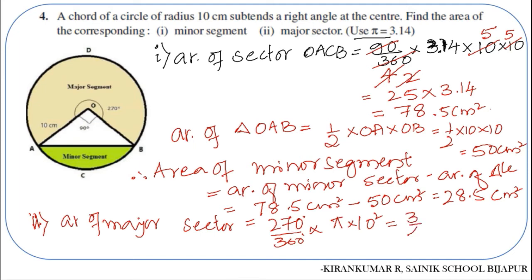So 3 upon 4, getting answer into 3.14 into 10 into 10. So this can be simplified 25 times. So 75 multiplied to 3.14. We get it as 235.5 centimeter square. These are the areas of minor segment and the major sector.